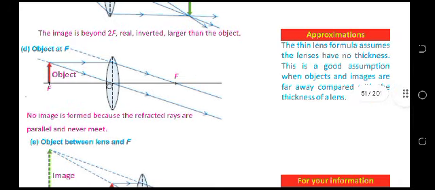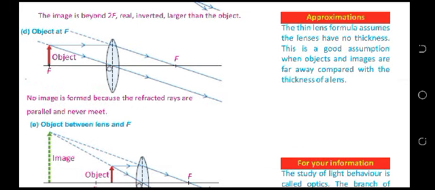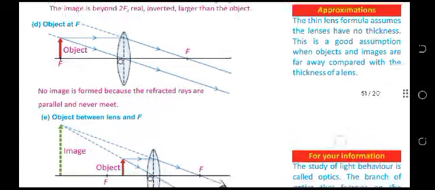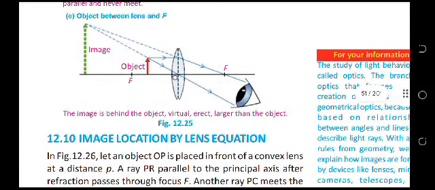Approximation: the thin lens formula assumes the lenses have no thickness. This is a good assumption when the object and the image are far away compared with the thickness of the lens. Object inside F: the image is behind the object, virtual, erect, larger than the object.